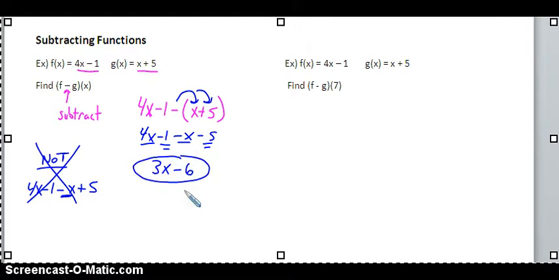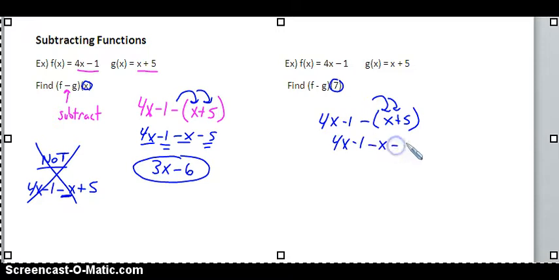If I take the same concept here, the 4x minus the 1 and the x plus the 5, now instead of just saying take the two functions and subtract them, there's a 7. So I'm going to subtract the two functions, then I'm going to replace the x with a 7. The first part's going to still be the same. Take the two functions and subtract them. So multiply that in, you get 4x minus 1 minus x minus 5, and you should get the same exact answer. But this one says to take it a step further. Now you need to plug in x equals 7.